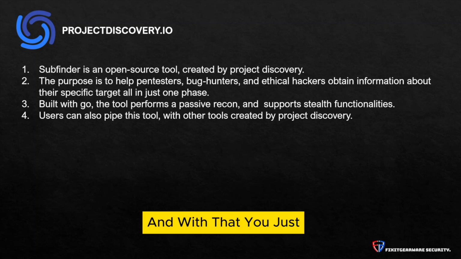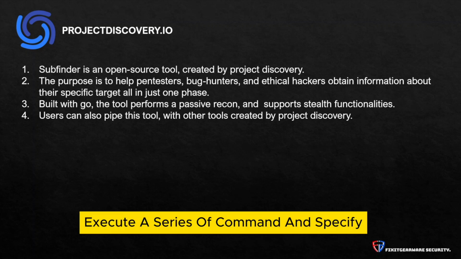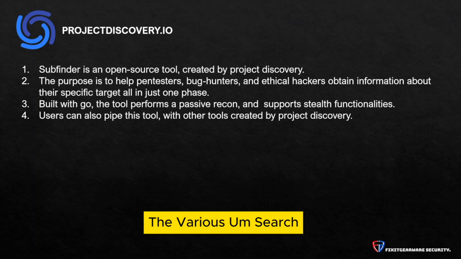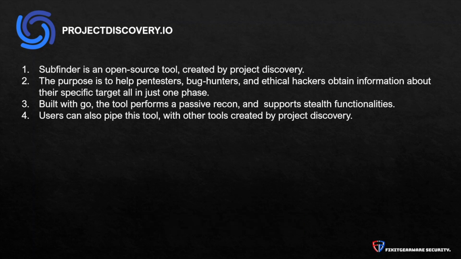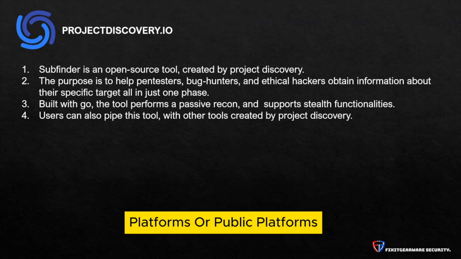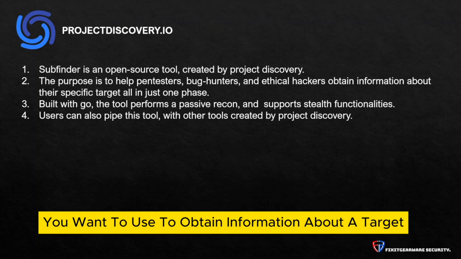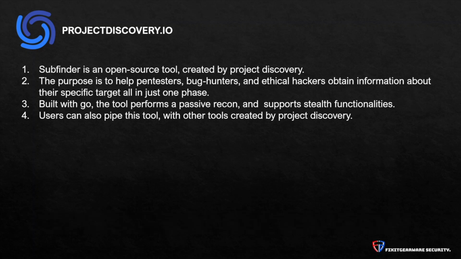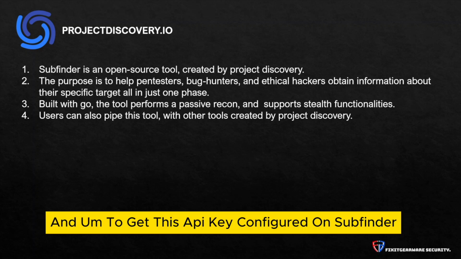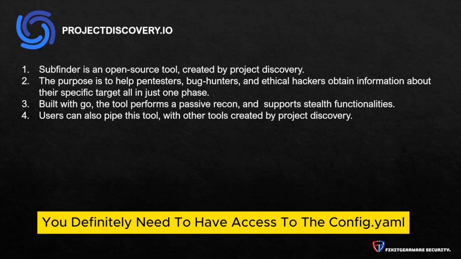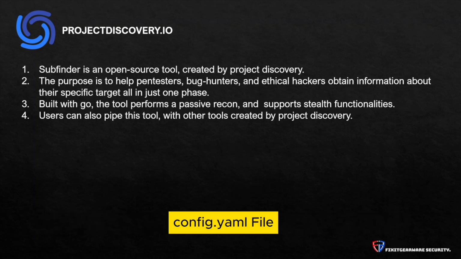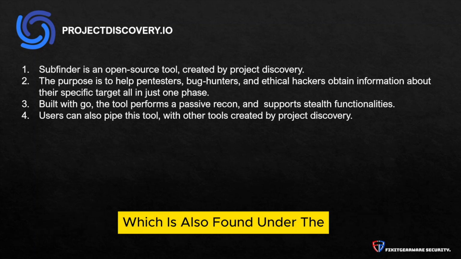And with that, you just execute a series of commands and specify the various search platforms you want to use to obtain information about a target. And to get these API keys configured on SubFinder, you definitely need to have access to the config.yaml file, which is found under the .config directory of SubFinder.